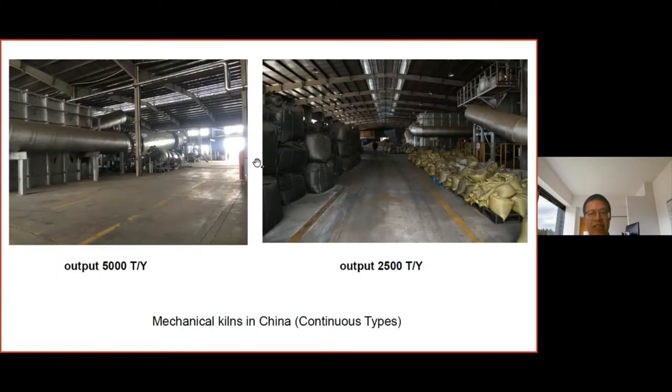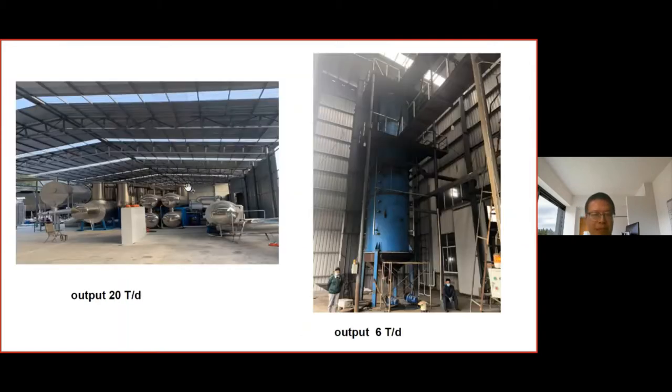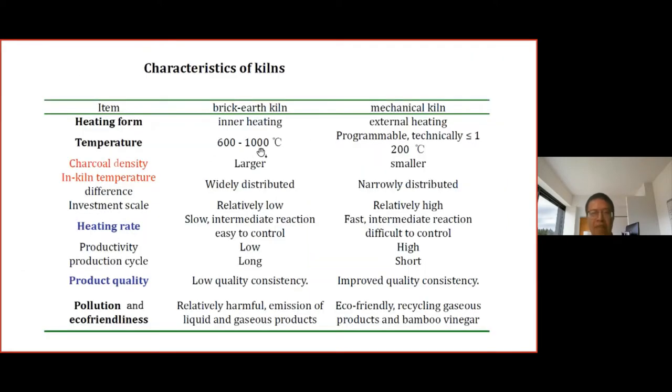Now I'll show you this machine for modern mechanical. This continuous type: the left picture shows output of bamboo charcoal of 12,000 tons per year, and the right is 2,500 tons per year. This picture shows another mechanical machine. Output of bamboo charcoal is 22 tons per day. The large machine is 6 tons per day. So above we show two kinds of kilns. One is the brick kiln and the other is the mechanical kiln.